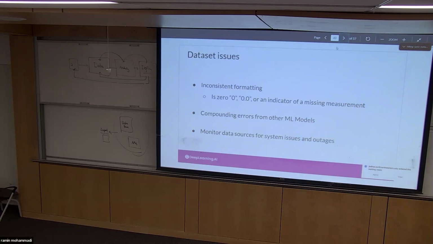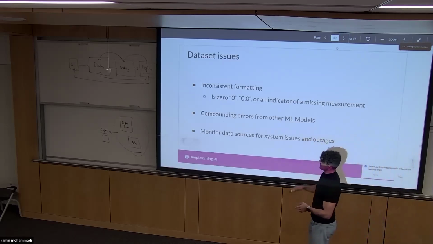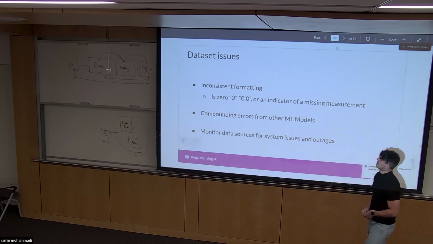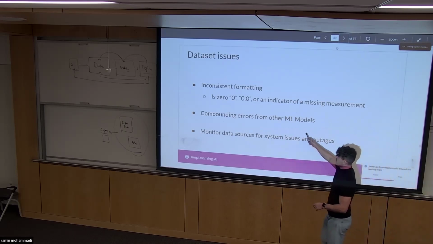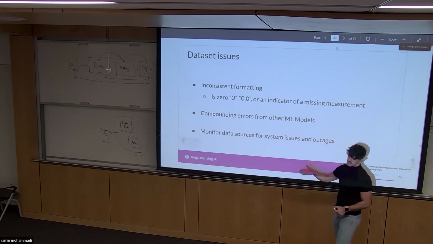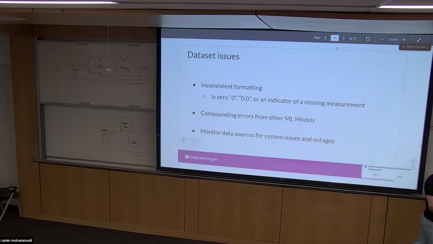Then the next thing is dataset issues. You need to be sure that you figure out the dataset issues that you have early enough. A simple example is inconsistent formatting, maybe 0 versus that 0, which could translate differently from the model perspective. Account for compounding error from ML models. Basically, if you have a series of models that feed into each other, you account for those.